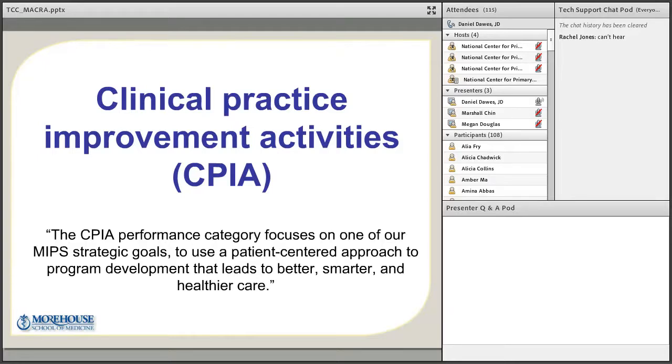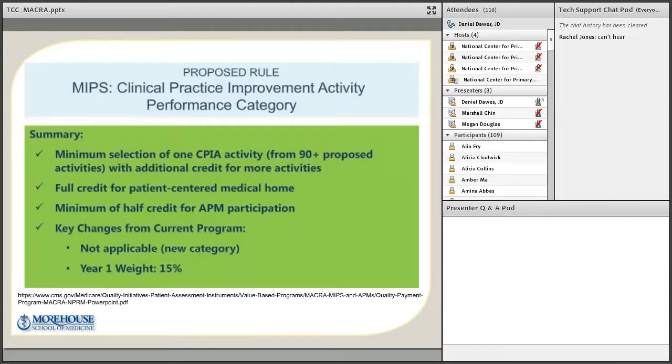And the reason why we want to focus on this one is perhaps because it really is the main category that addresses health inequities and actually is incentivizing folks to address this. Under the CPIA activity, you have 90 plus proposed activities that you can choose from, right? And they actually get certain credits. So you could choose 6 at 10 points each. You can choose 3 at 20 points each. If you operate a patient-centered medical home, you get full credit and you can move on. If you are in an accountable care organization, you do bundle payments, etc., you would then be able to get half credit as an APM participant. And again, the weight here is that it's 15%.